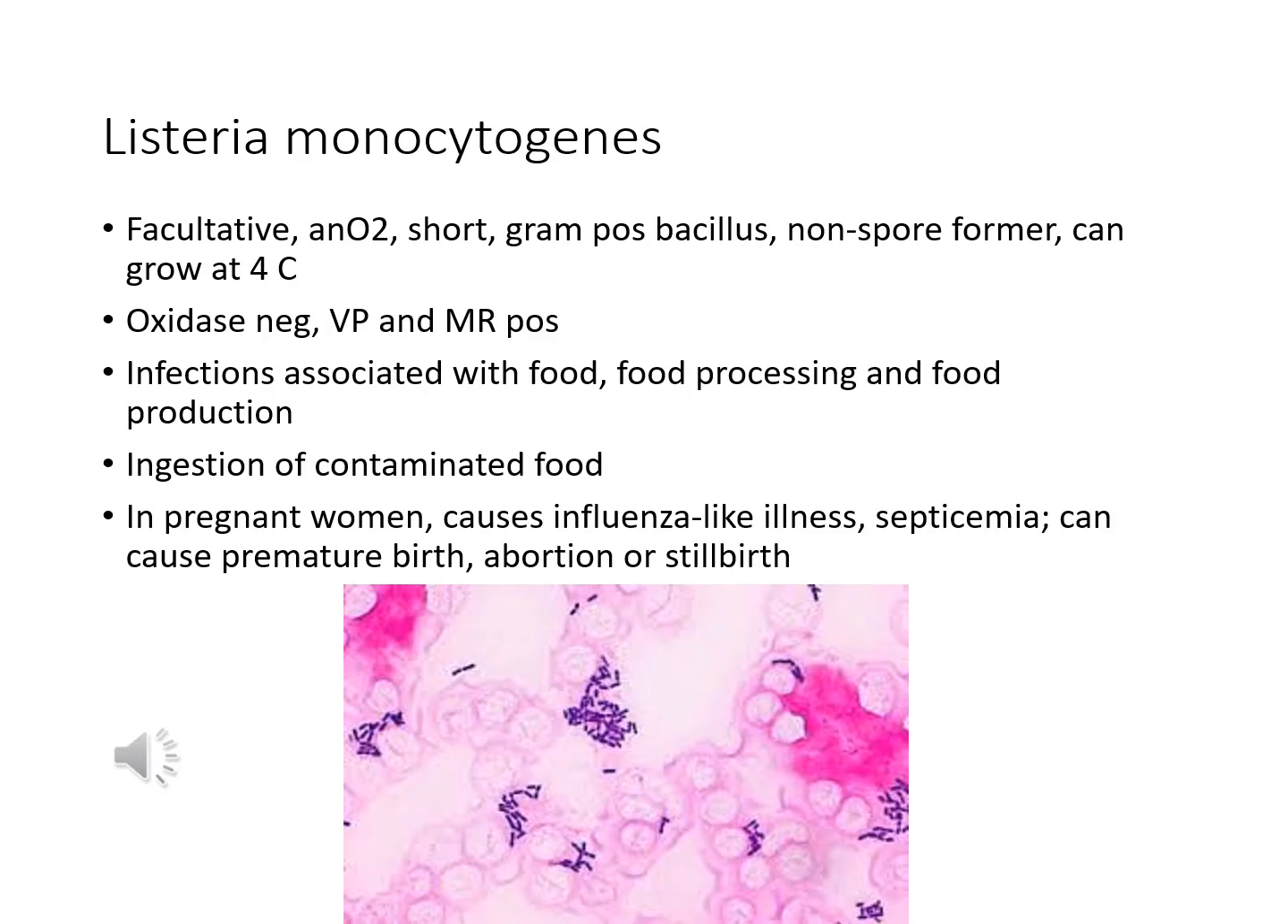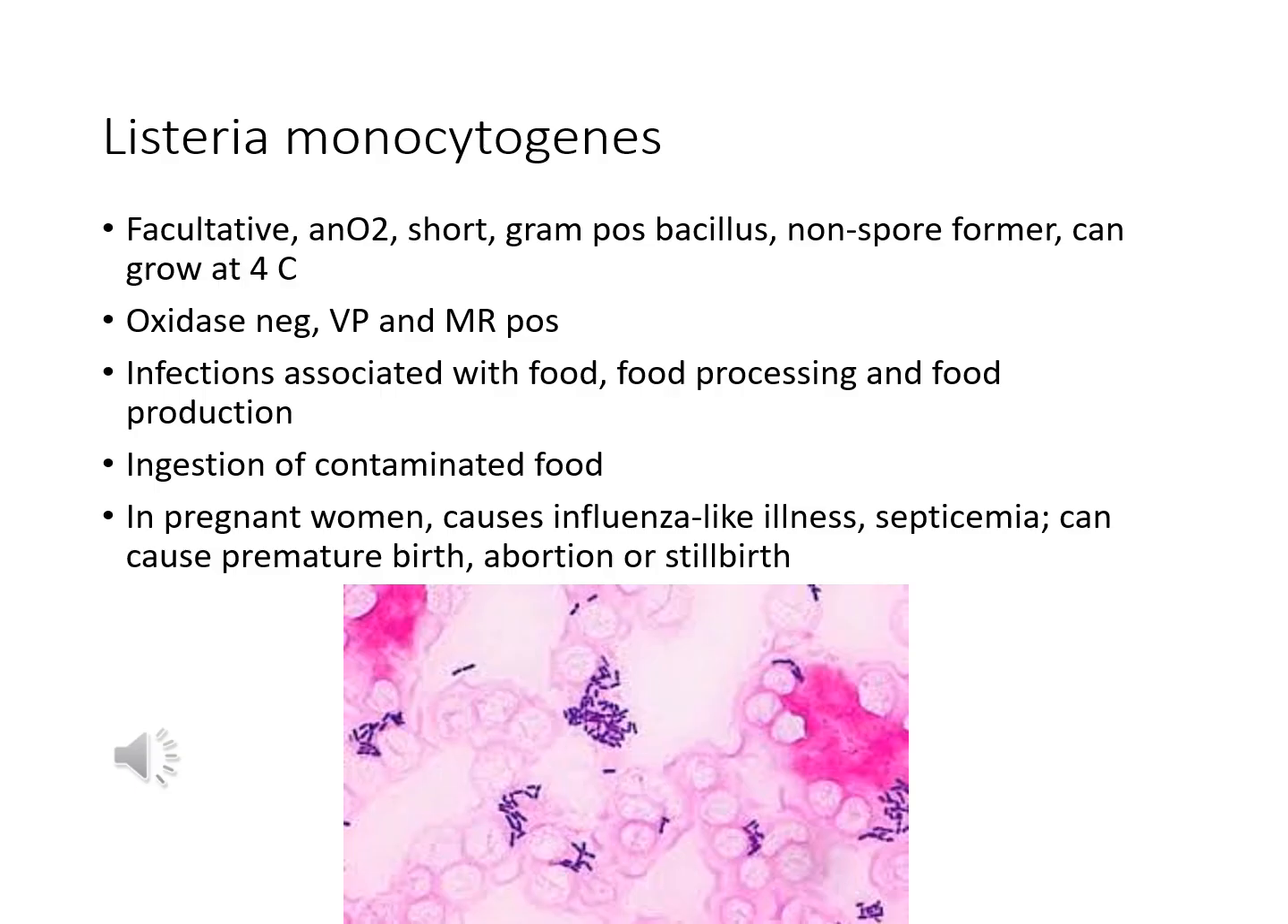Listeria monocytogenes is a facultative anaerobe. It is a short gram-positive bacillus, and it is a non-spore former. It can grow at 4 degrees Celsius, so think about your refrigerator temperature. That is actually one of the strategies for recovering this organism: you can put your plate in the refrigerator for it to grow. It is oxidase negative, but it is VP and methyl red positive.